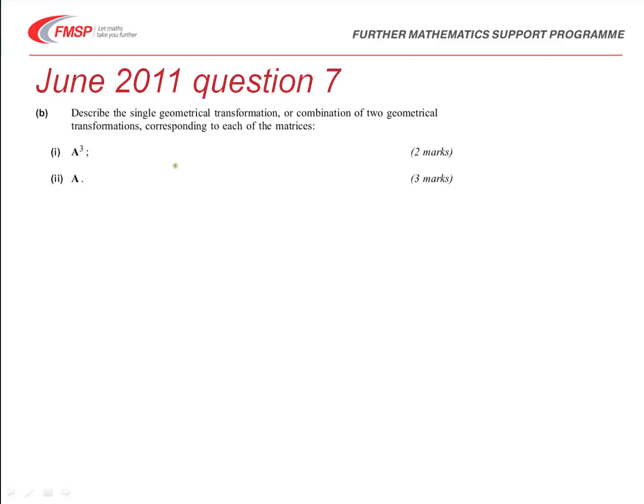Now into part B. Now part B says describe single geometric transformations or combination of two geometric transformations corresponding to each of these matrices. Firstly, it asks you to state what A cubed is. Well, A cubed, if you remember, was the matrix 8, 0, 0, 8. And we should know that that is the standard form of an enlargement.